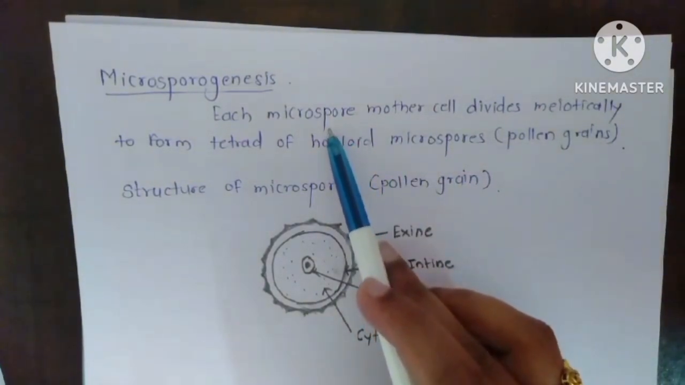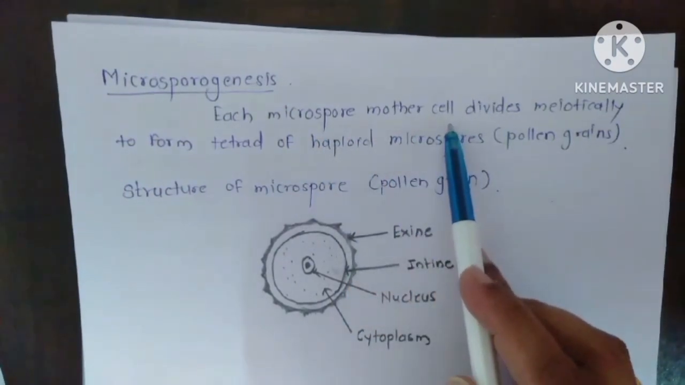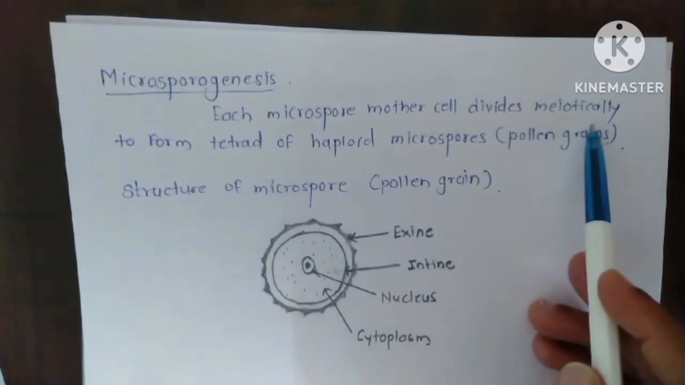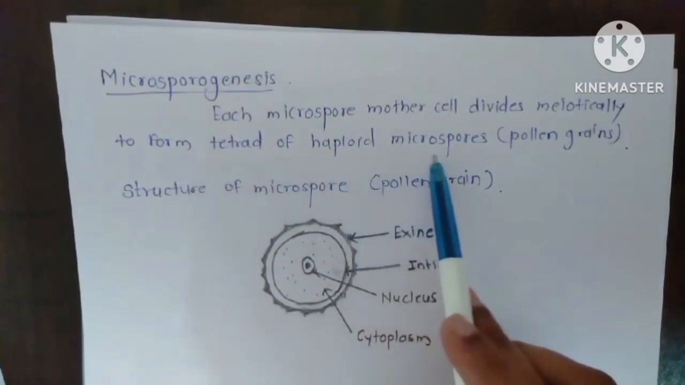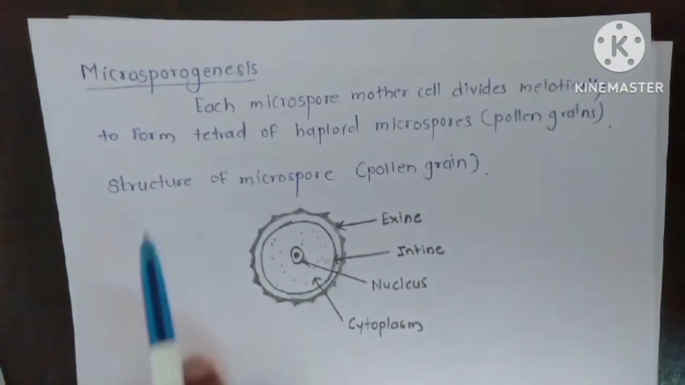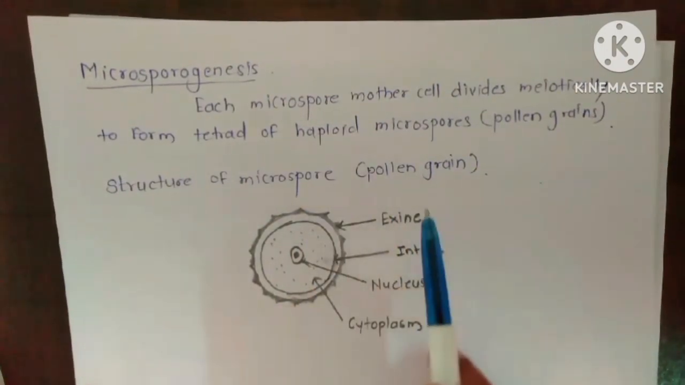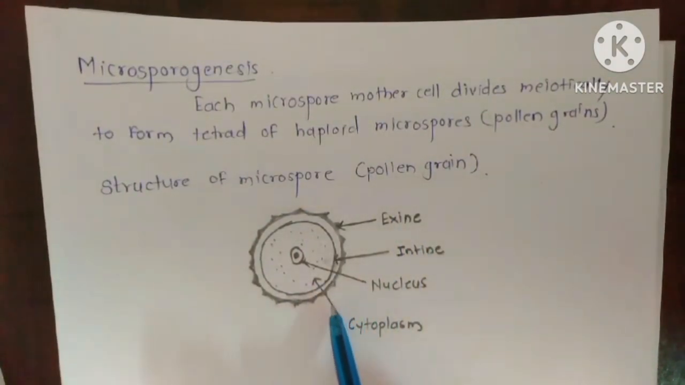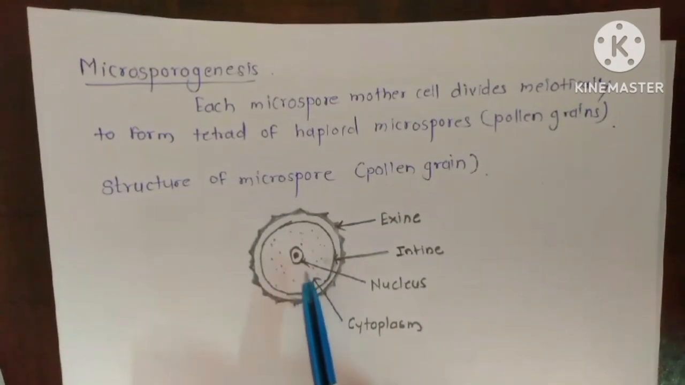Means inside each anther there is a microspore mother cell. That microspore mother cell divides meiotically and form a tetrad, means 4 haploid microspores. Microspores are also called as pollen grain. Then structure of microspore or structure of pollen grain. The typical pollen grain is non-motile haploid unicellular body with a single nucleus.